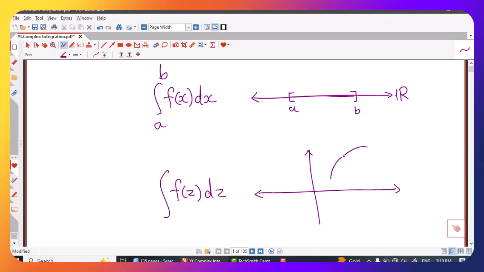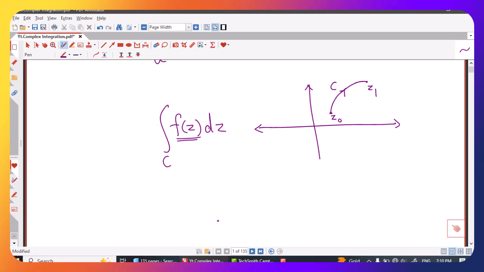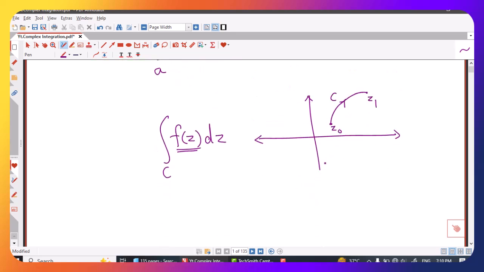Suppose this is the curve denoted by capital C from this point, say z0, to this point z1. Here our function is defined at every point on this curve and we are considering the integral of this complex function along this curve C. So first we will understand what the meaning of contour is in complex analysis, and we will then discuss how we can integrate a complex function along a given contour.